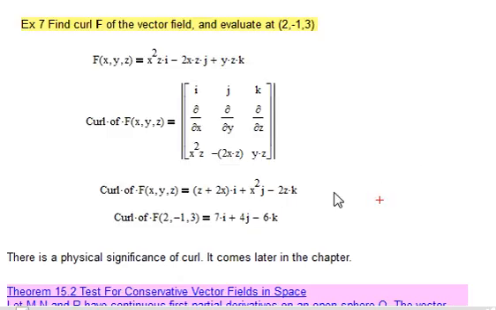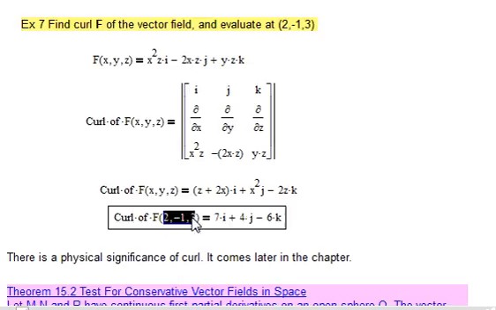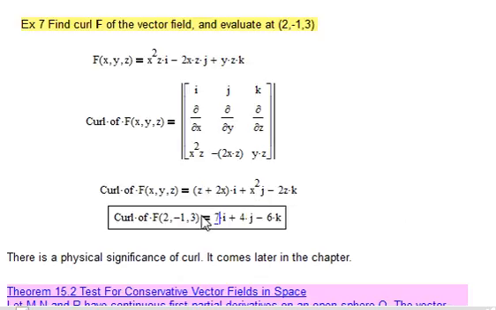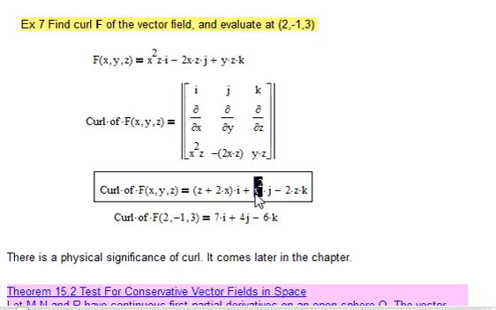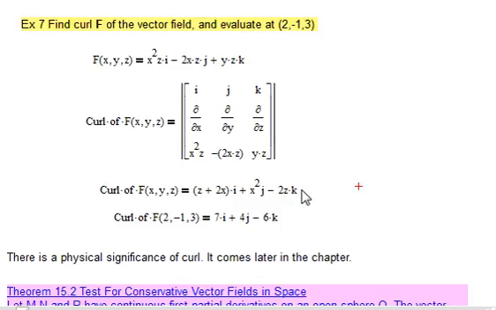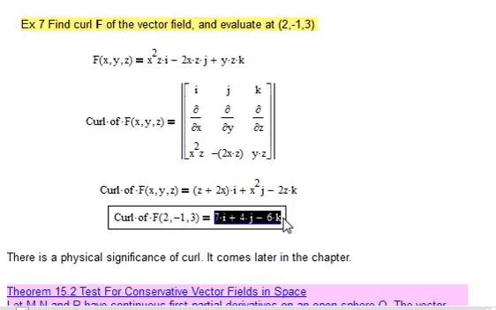So the curl of F at the point (2, -1, 3): that would be 3 plus 2 times 2, which is 7i. For our j term, it's just x squared, which is 2 squared, and that's 4. And for the k term, negative 2z, and z is 3, so that's negative 6k. So this is the curl of F at that particular point.